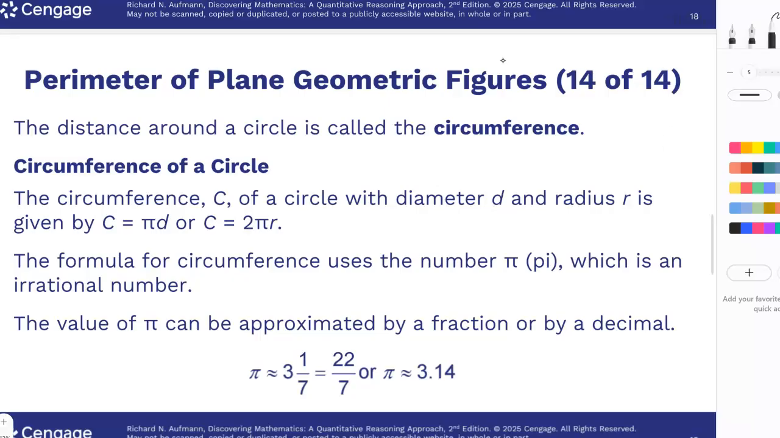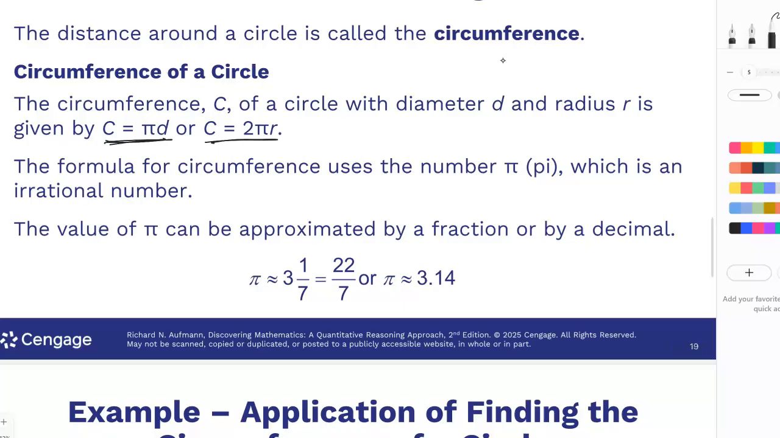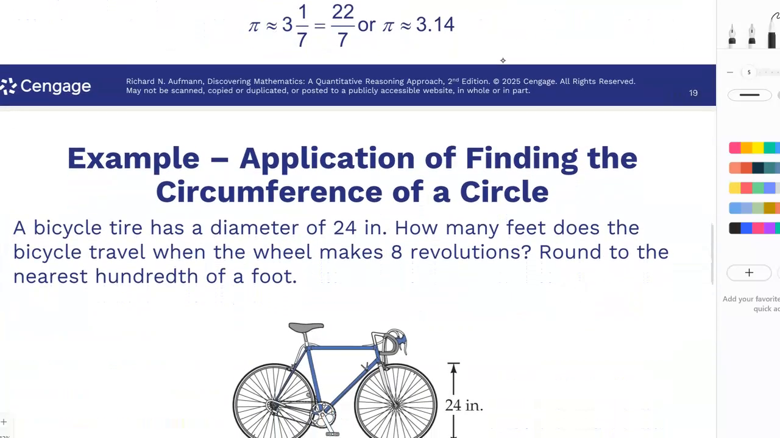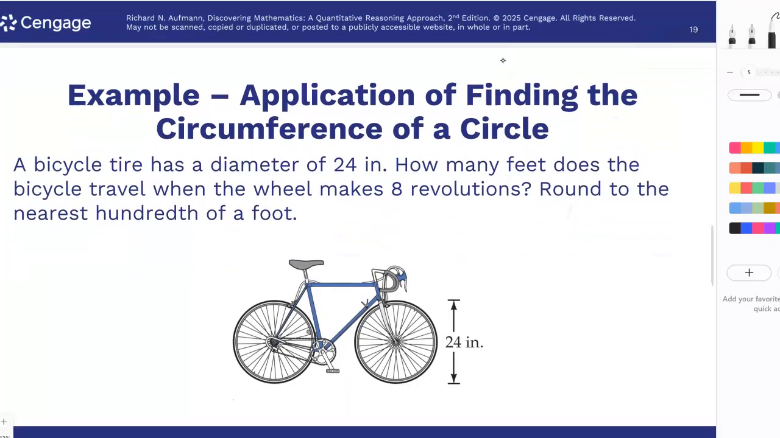If I want to find the distance around a circle, I'm thinking about the circumference. And circumference is pi times diameter, or if we know the radius, we could think about it as 2 times the radius times pi. So both of those will give you the same formula. Most calculators will have a pi button on it. If you're using Desmos, you can type in pi for pi. We can approximate it by 3.14 also.